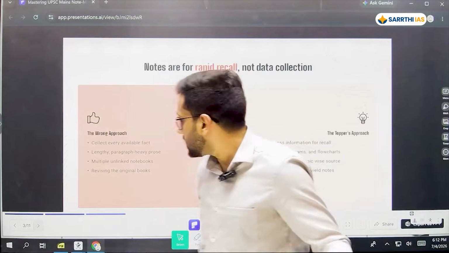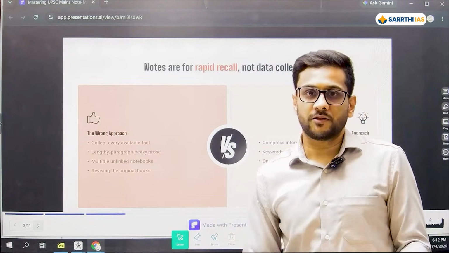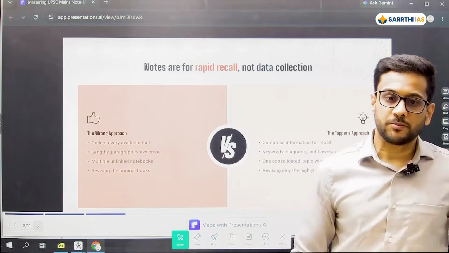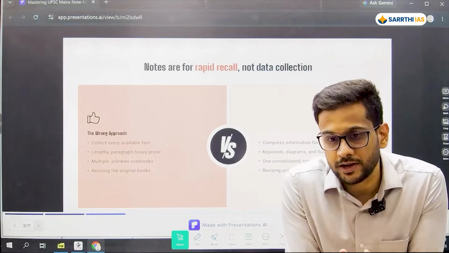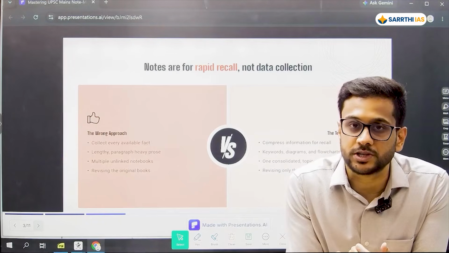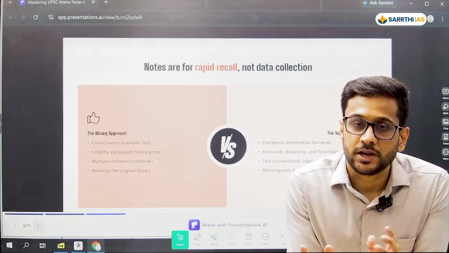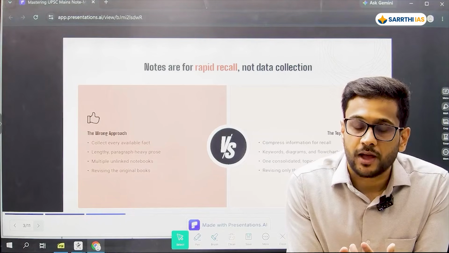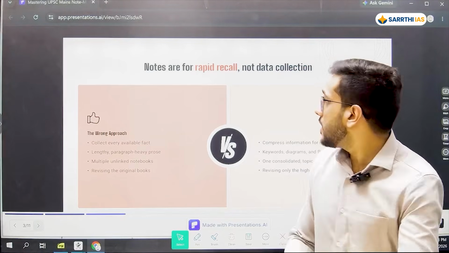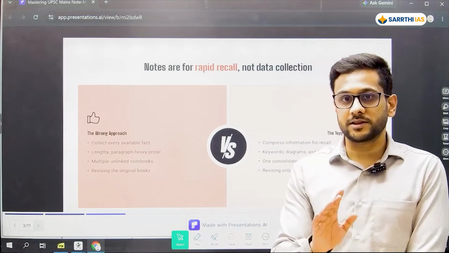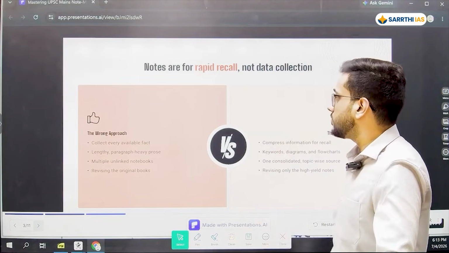Let's go to the next slide. Okay, so I have mentioned why notes are important. Notes are important because we are reading a lot of humanities in GS1 to GS4. There are concepts, but as our syllabus is very huge, it becomes difficult to recall them, and recalling each and every concept just before the examination. So that's why I have mentioned notes are for rapid recall rather than collecting a lot of data. That is the key thing you have to remember.